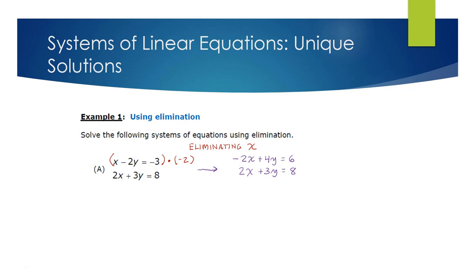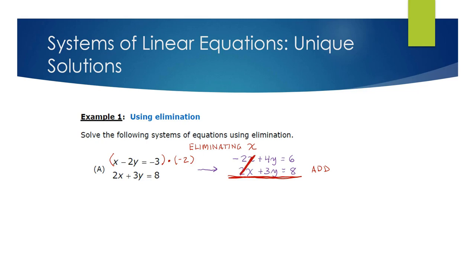The reason why I chose to eliminate the x is if I chose to eliminate the y's, I'd have to multiply both equations by a constant and alter both of them. At least this way, I only had to alter one of them. So sometimes that's what helps you make the decision about which is easier than the other. But now when I add the two equations together, the x's get eliminated. Well, that's why I did that.